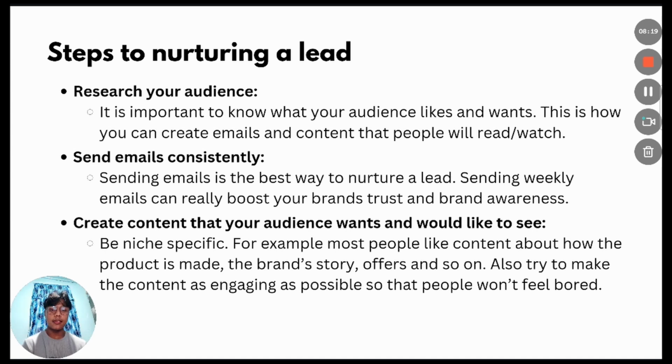Third step is to create content that your audience wants and would like to see. The way to do this is to be niche specific. For example, if you're trying to create content for people that like to know about t-shirts, you create content about t-shirts. If you want to create content for people that like shoes, then you create content about shoes, and so on. It's also really important to make the content engaging, since if it's not engaging enough, people will feel bored.